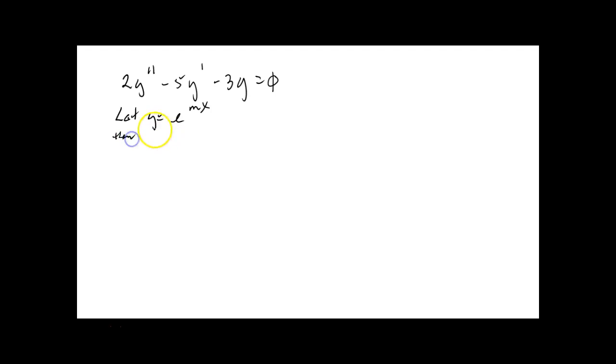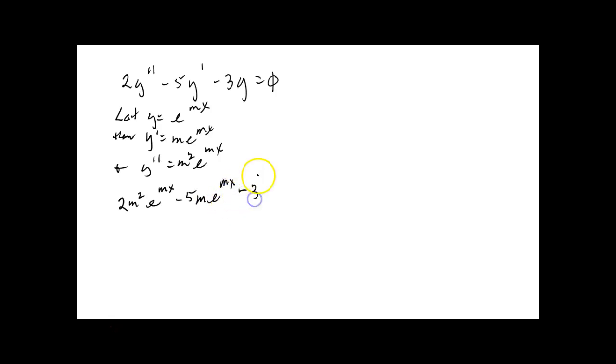Then y prime is m e to the mx, and y double prime is m squared e to the mx. Now we plug these things back into the differential equation: 2m squared e to the mx minus 5m e to the mx minus 3 e to the mx is equal to 0.